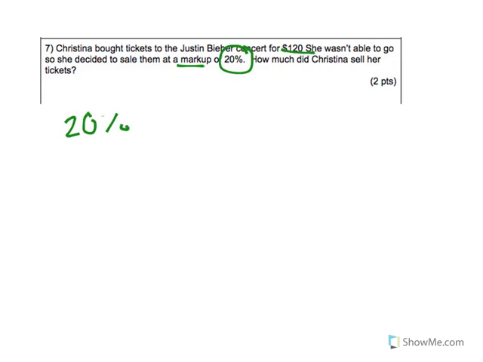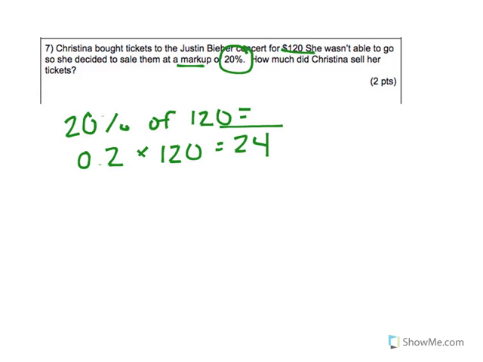20% of 120, and you could solve for that, and if you do, you get, well, 0.2 times 120 is $24. So this is my markup. This is the amount of money she added to the cost, so it's not my final answer. How much did she sell them for? Well, she sold them for the original price, which is $120 plus the markup. So in all, she had to sell them for $144.